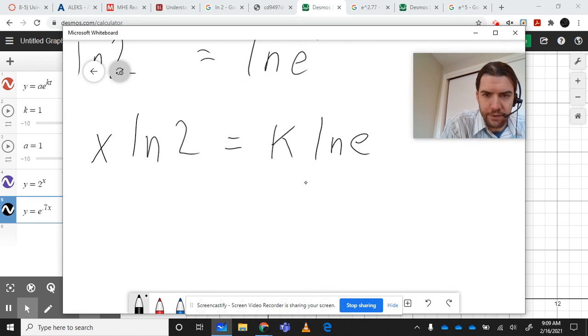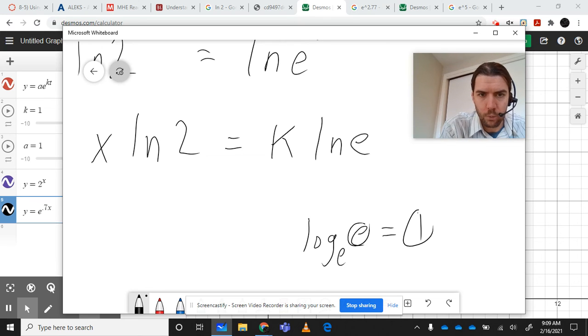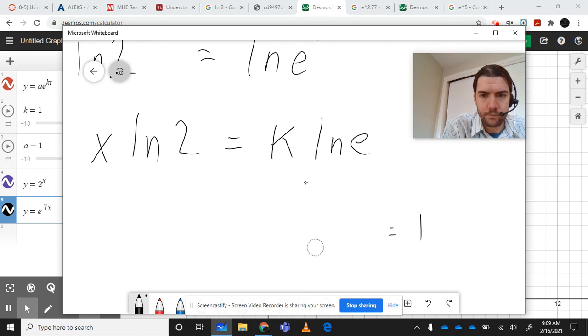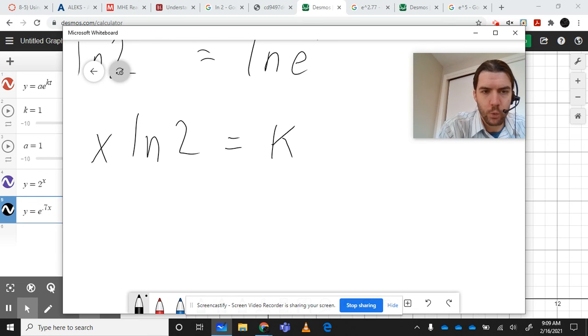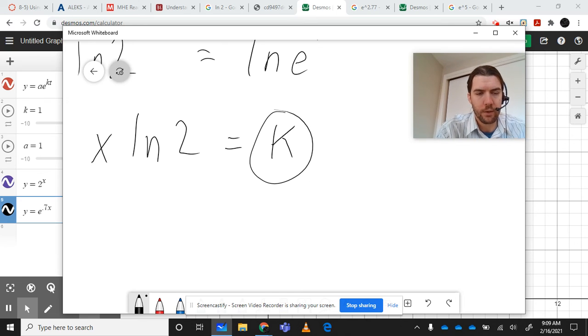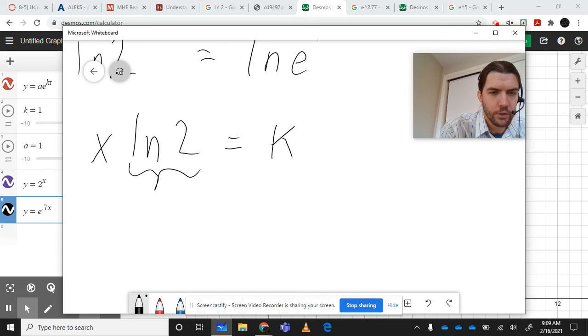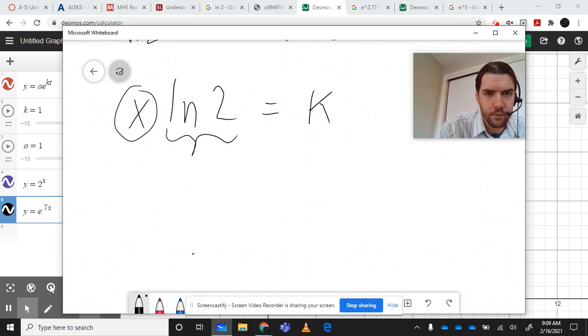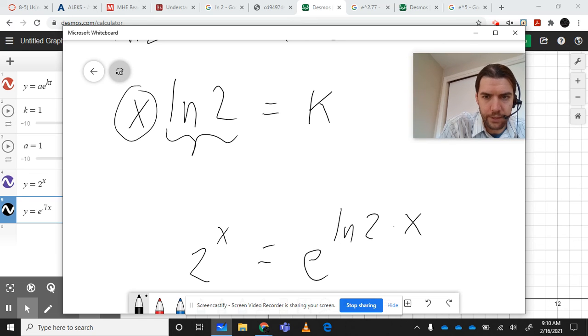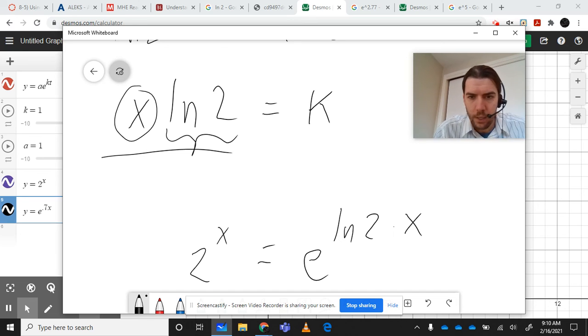Ln of e on the right side, that is log base e of e. Well, that just equals 1, right? e to the first power is e. So we don't really need that part. This ln of e will disappear because it's just a 1. And we'll find that that constant we needed up there was just the natural log of 2 times whatever our old one was. So if we have 2 to the x, we will need to have e to the ln of 2 multiplied by x. I just flipped these two around.